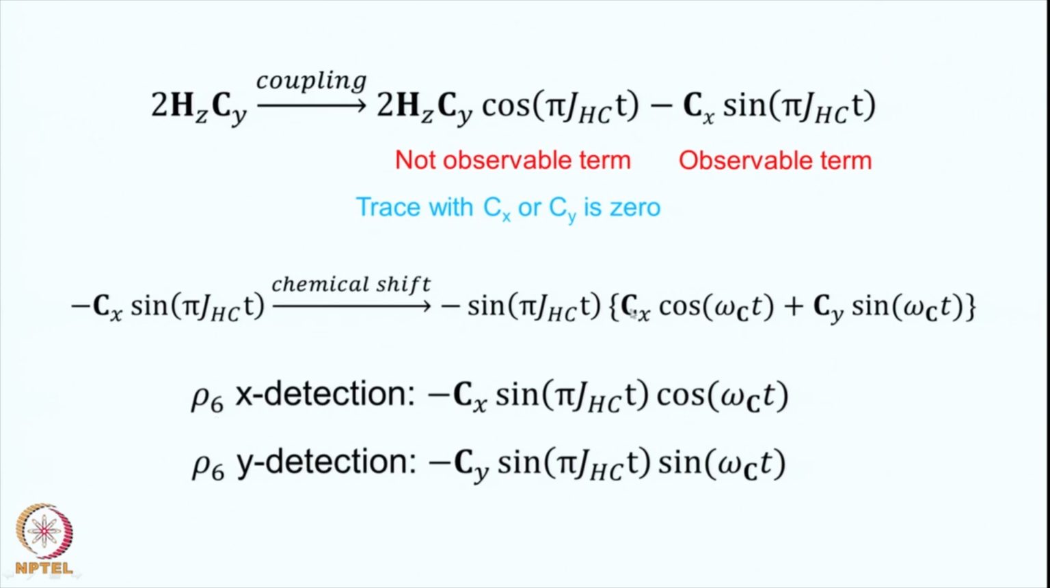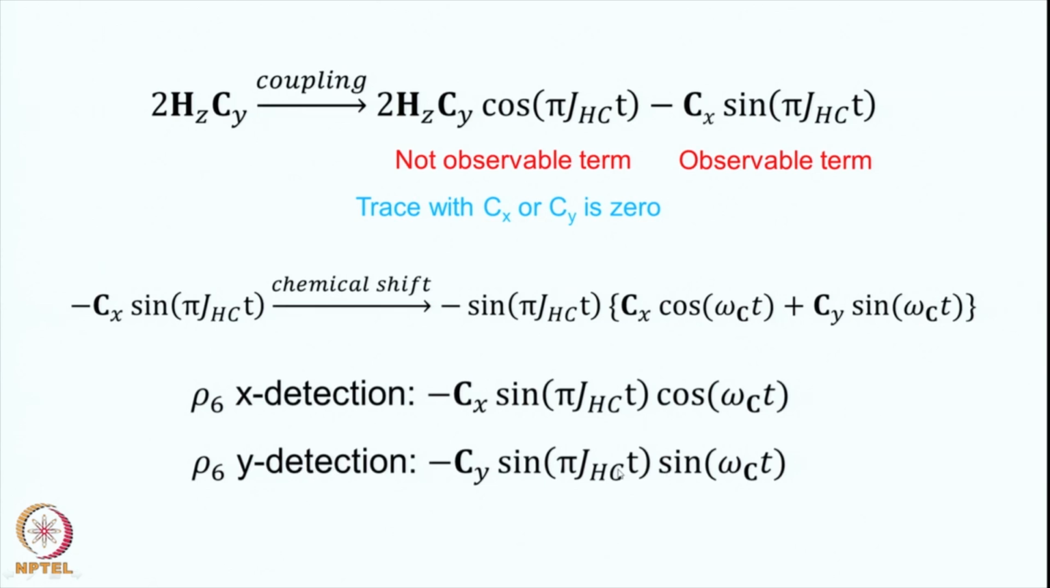Now, I have a Cx term and a Cy term. If I observe the X magnetization, I get this term. If I observe the Y magnetization, then I get this term. Therefore rho 6, the density operator, if I were to do X detection, is minus Cx sin pi J_HC t cosine omega_C t, and if I were to do Y detection, I will get minus Cy sin pi J_HC t sin omega_C t.